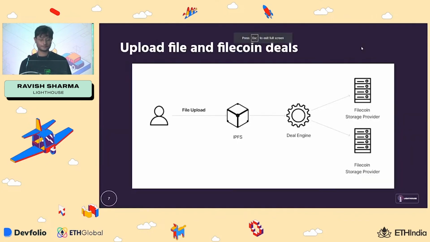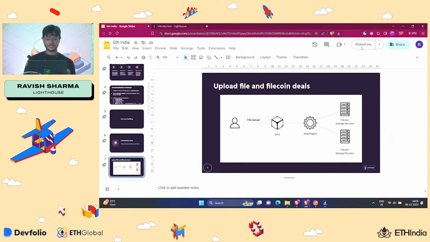Okay, so this diagram depicts the entire journey of a file from the user to the storage miner. When the user pushes a file to Lighthouse, it first gets stored in the Lighthouse IPFS node. From the IPFS node, you can instantly view the file using the gateways that I just demonstrated. And once the file is successfully uploaded to the IPFS node of Lighthouse, we have our deal engine, which fetches the file and bundles it with the files of other users. Once the 32 gig bundle is ready, it gets shipped to the Filecoin miner and a Filecoin deal is ready. After that, you can see the Filecoin deal on the dashboard.